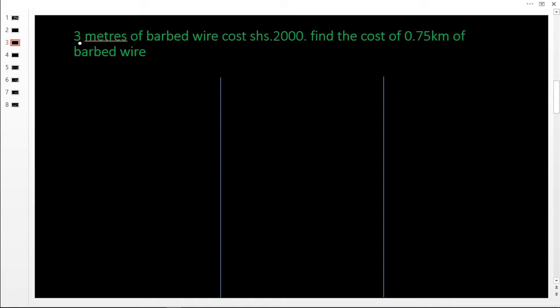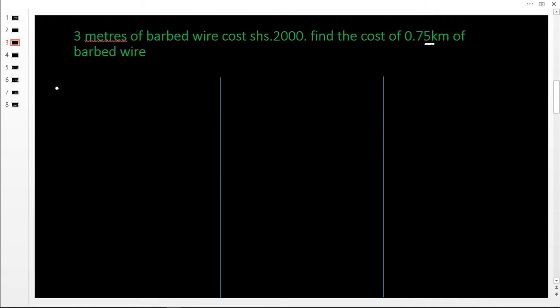The question we are having right now is saying 3 meters of barbed wire costs 2,000 shillings, meaning that for every 3 meters you are selling them at 2,000 shillings. Then they are telling us to find the cost of 0.75 kilometers of barbed wire. When you look at this question, we are having money and we are having length, meters and kilometers. So we have to create uniform units. We are going to convert from kilometers to meters such that we have uniformity.